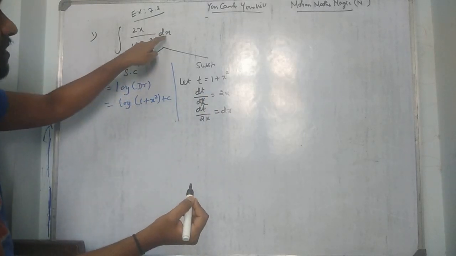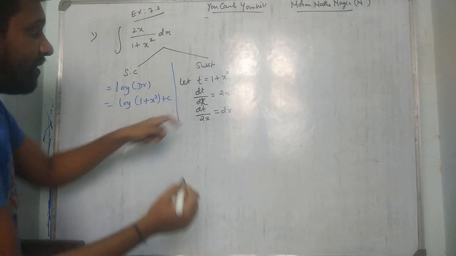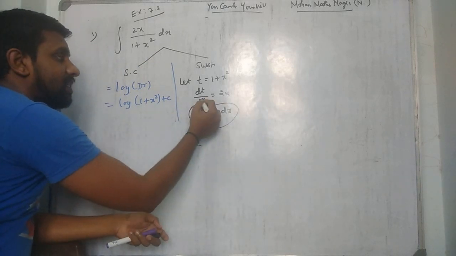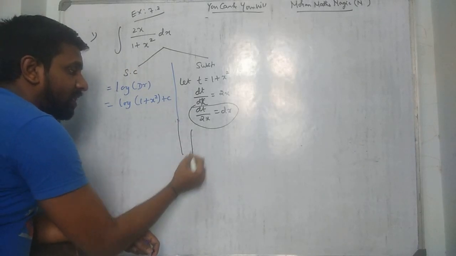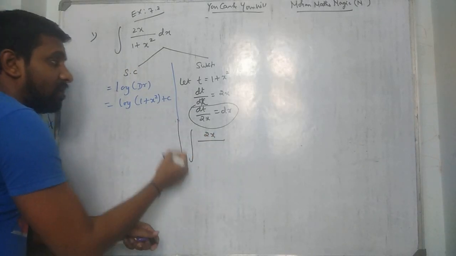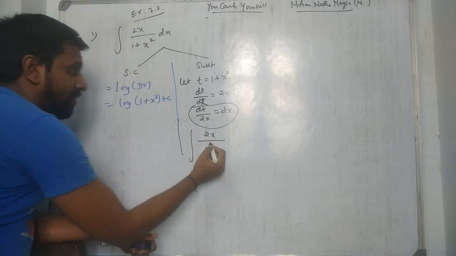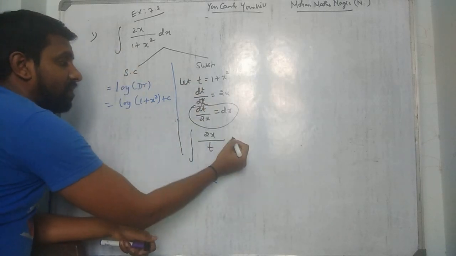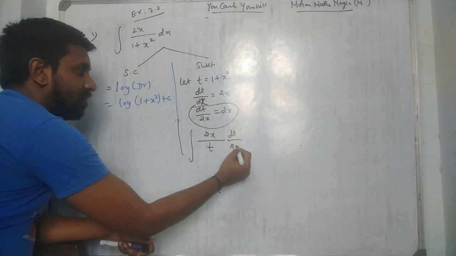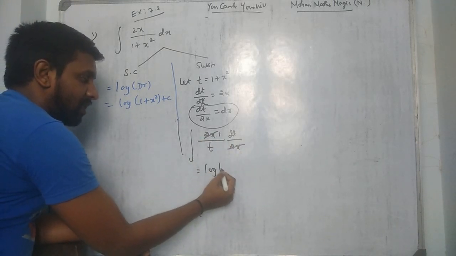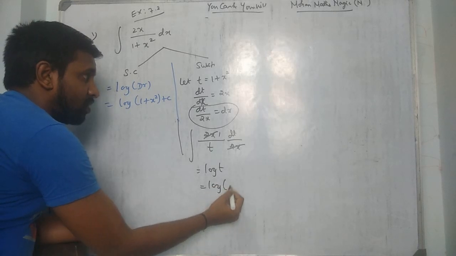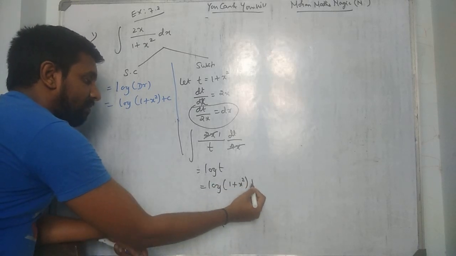For all the sums, in place of dx, I have to replace something. So I need the dx. Dx goes to this side, 2x to the other side. Substitute in the question. So integration, the numerator no need to disturb because it's going to get cancelled. Denominator as t because I have assumed. In place of dx, dt by 2x. Cancel. 1 by t integrated gives log t. In place of t, I can substitute 1 plus x square, plus c.